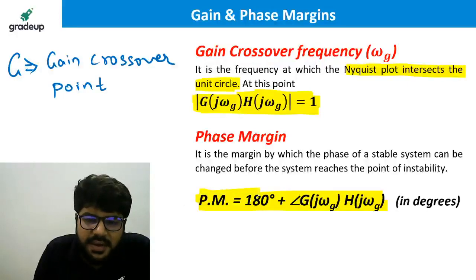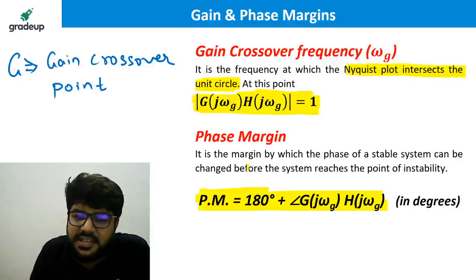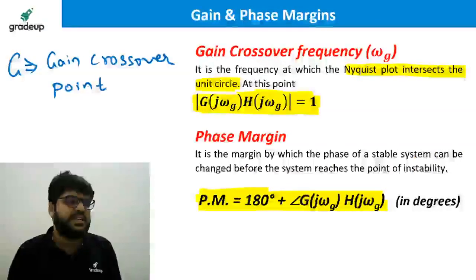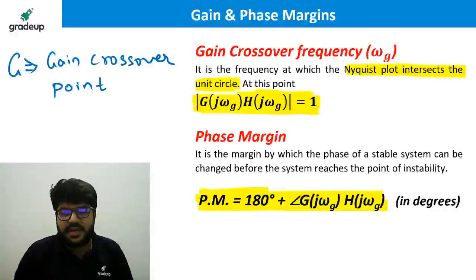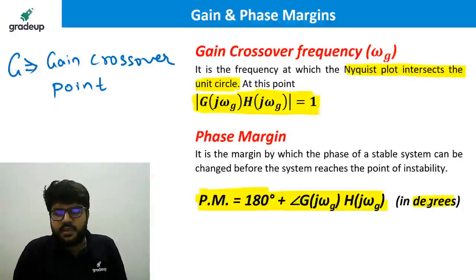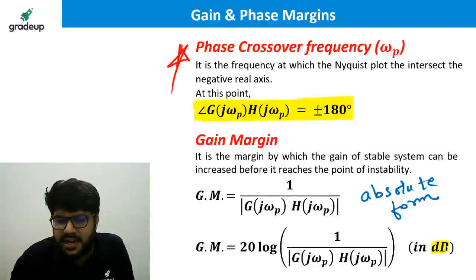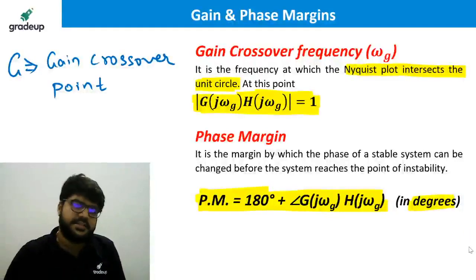Phase margin is defined as the margin by which the phase of a stable system can be changed before the system reaches the point of instability. That is known as phase margin, and the standard unit of phase margin is degrees. The standard unit of gain margin is decibel.